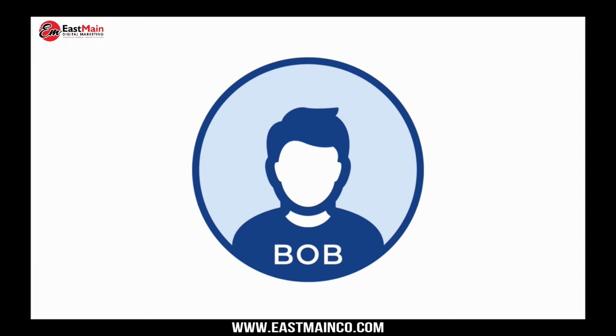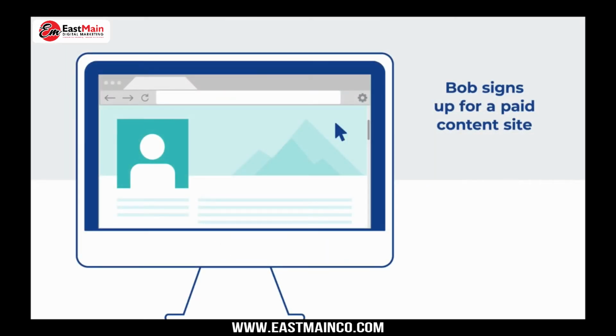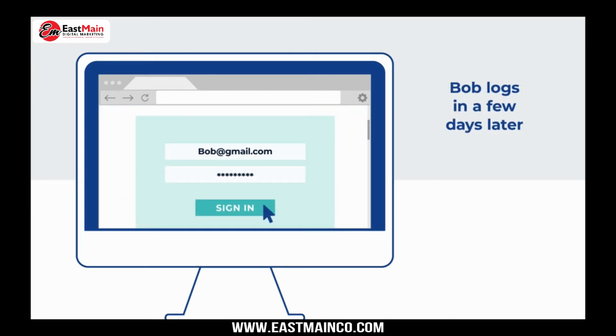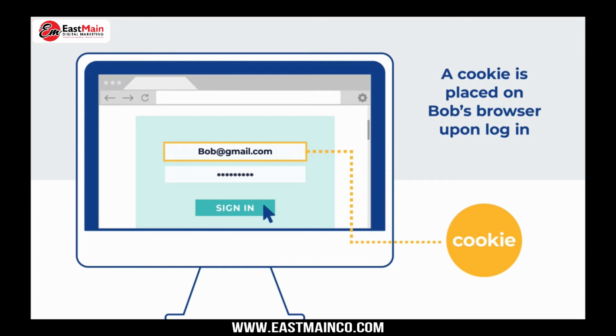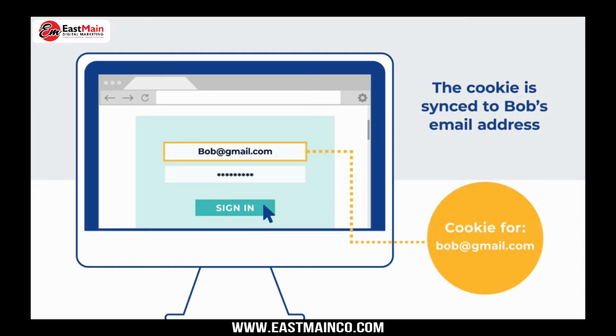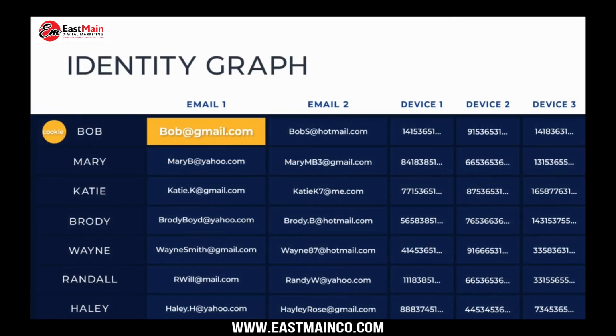In order to resolve his identity, we first need to make sure Bob is a real person and not a robot. And there's one thing we know about bots. They don't buy things. So when Bob signs up for a website on which he has to pay, we know he's real. Once he logs in to access the content he paid for, we can place a cookie on Bob's browser that syncs up with Bob's email address that he used to log into the site, and that's matched up with all of the other information we know about Bob in our identity graph, things like the other email addresses he uses, or the IDs of his various devices.